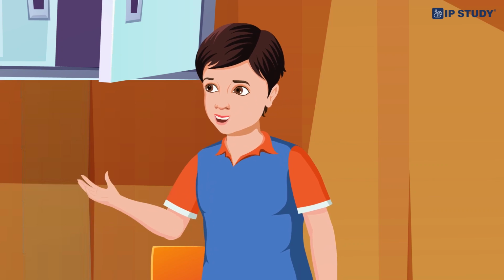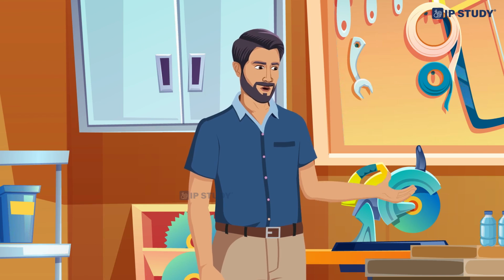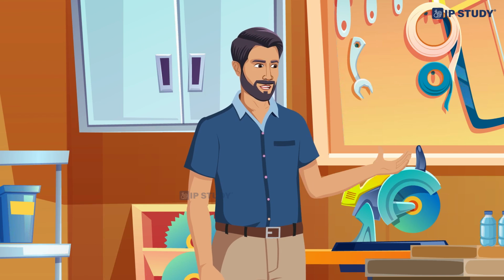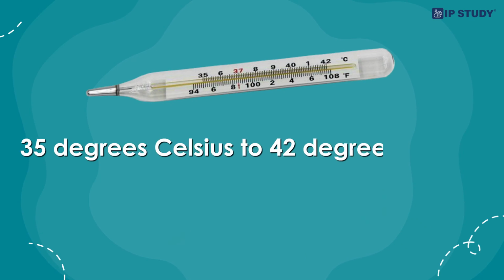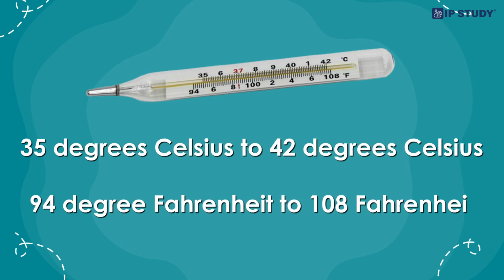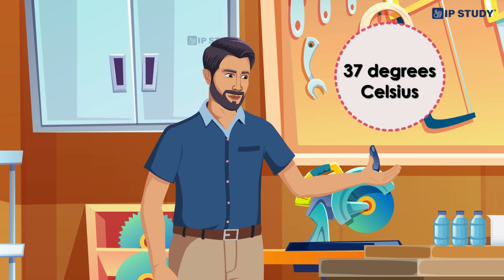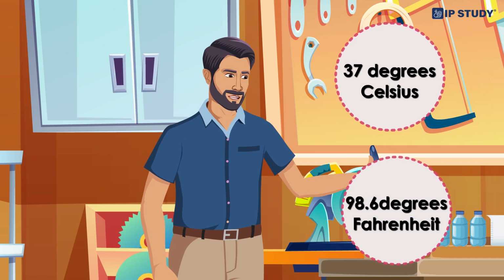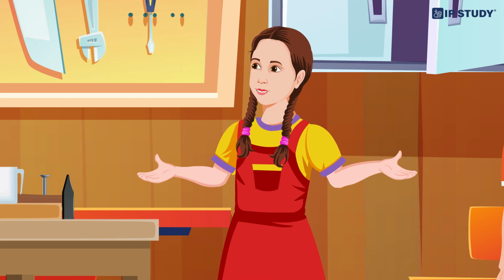How do we know if we have a fever? For that, we use a clinical thermometer. It measures our body temperature. Its range is from 35 degrees Celsius to 42 degrees Celsius, or 94 degrees Fahrenheit to 108 Fahrenheit. You know, kids, normal body temperature is 37 degrees Celsius or 98.6 degrees Fahrenheit. This is so cool! It's like doing math!